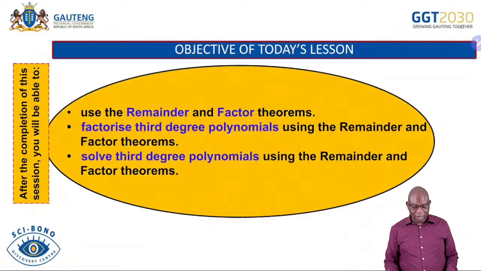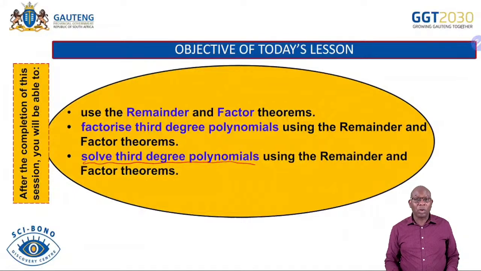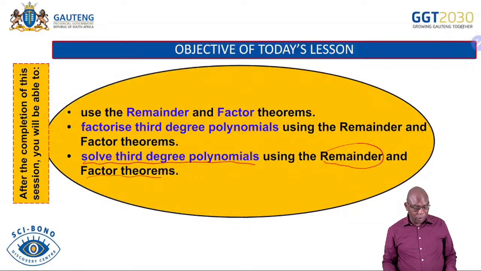The objective of today's lesson: at the end of this lesson, every candidate must be able to use the remainder theorem and the factor theorem. You must be able to factorize the third degree polynomials using the remainder and the factor theorems. Most importantly, you have to be able to solve the third degree polynomials using the remainder and the factor theorem. That will assist you in getting the x-intercepts of the cubic graph when you do differential calculus.